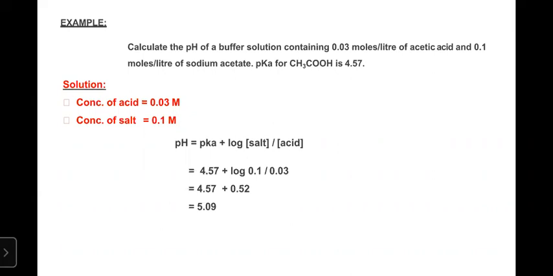5.09 falls in the range between 0 and 7 only, which means it is an acidic buffer. The exact pH is 5.09. Any doubts in that?